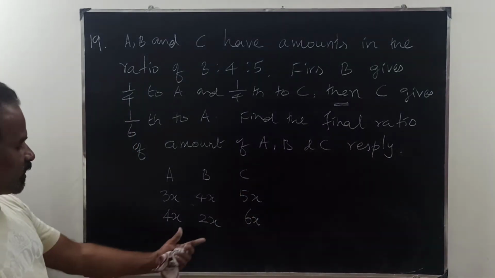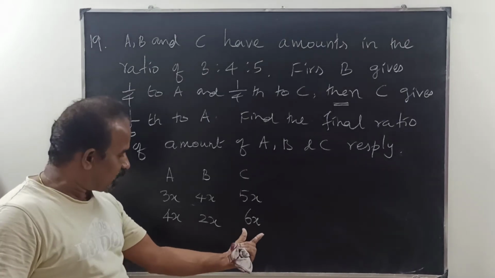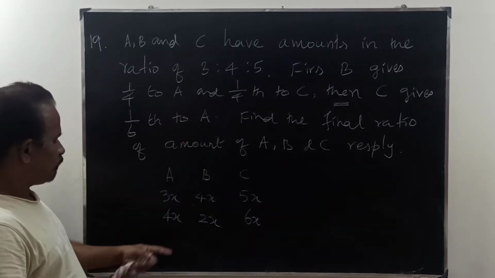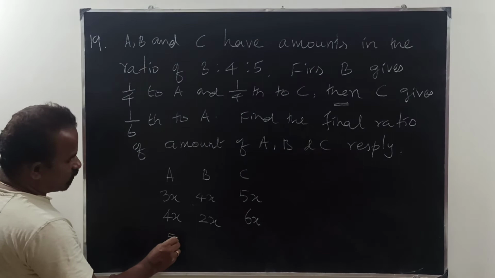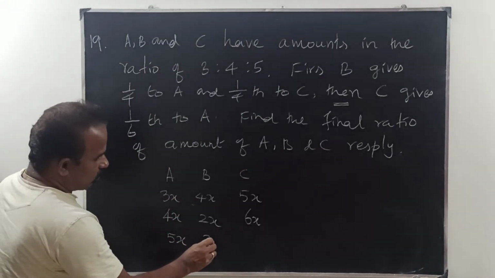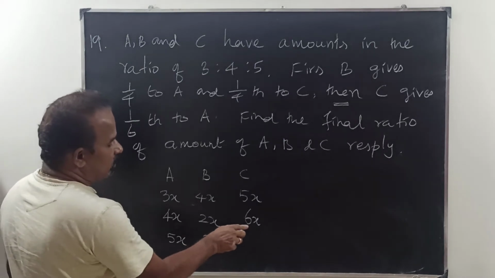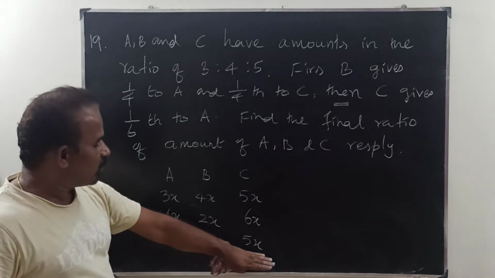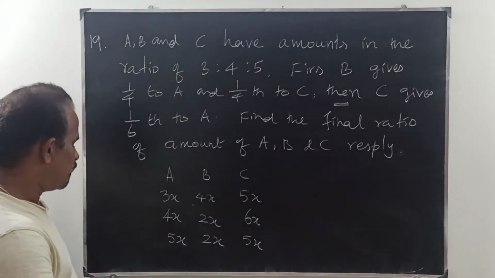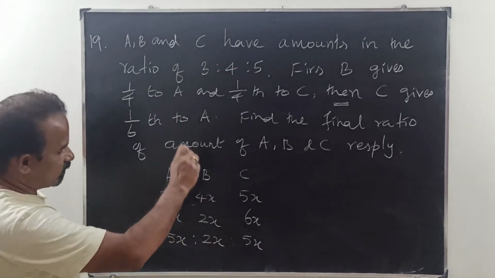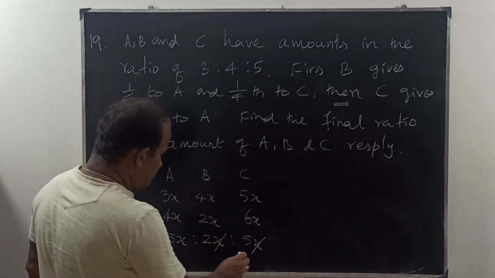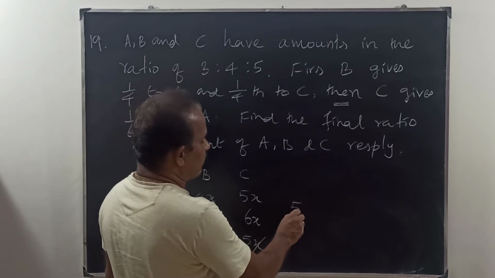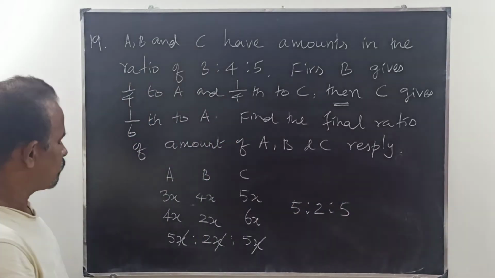Now C is having 6x. 1/6 of 6x is equal to x. That x C gave to A. So A becomes 5x. There is no change in B, therefore 2x. C has 6x minus x, which is equal to 5x. So this is the resulting amount with A, B and C. The x will be cancelled, therefore the answer is 5:2:5. Okay.